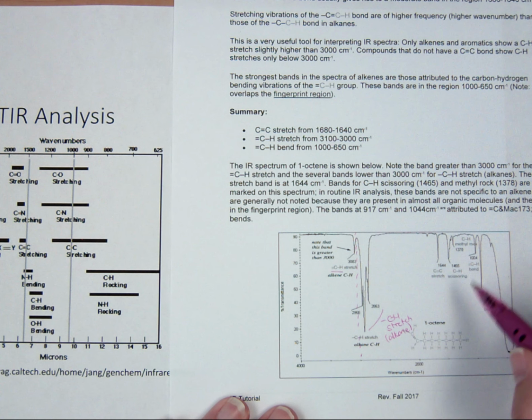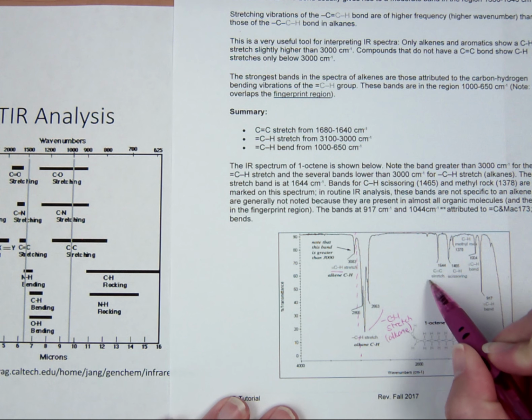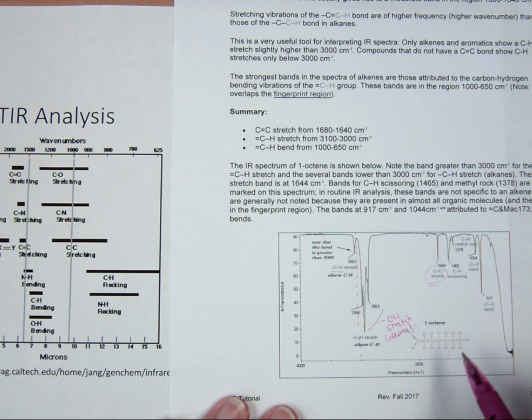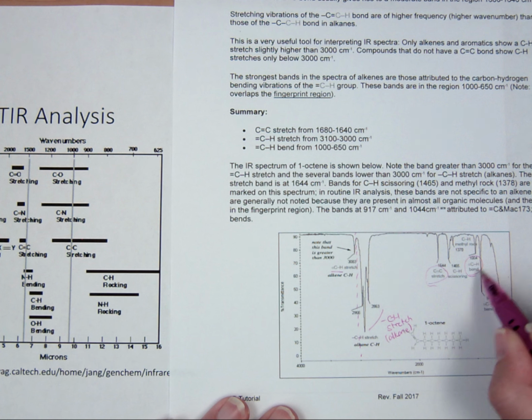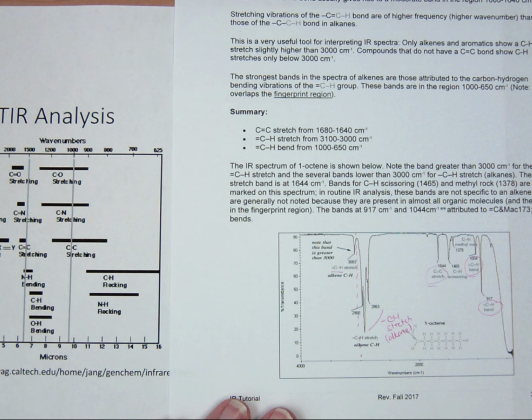And when you look down at the lower numbers, we're still seeing our CH scissoring, our CH rocking like we saw with an alkane, but we're now going to get some stretching that goes specifically with the carbon-carbon double bond and stretching or bending that goes with the carbon-carbon double bond with the hydrogen attached. Okay, so those are other things I would look for.